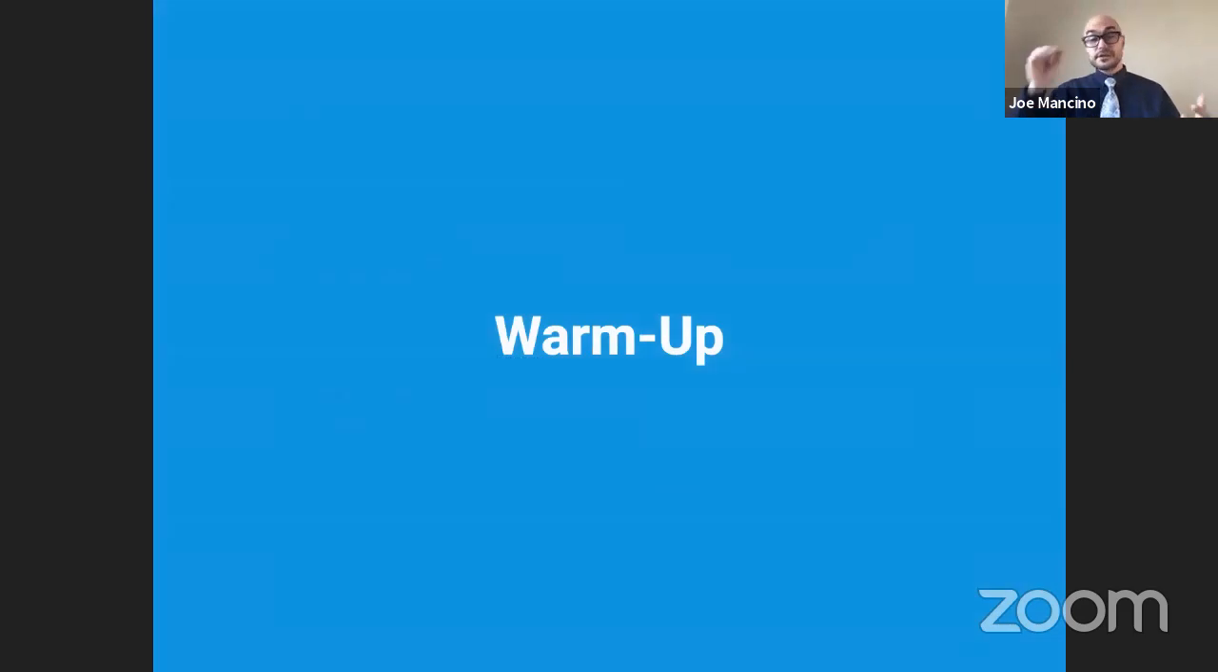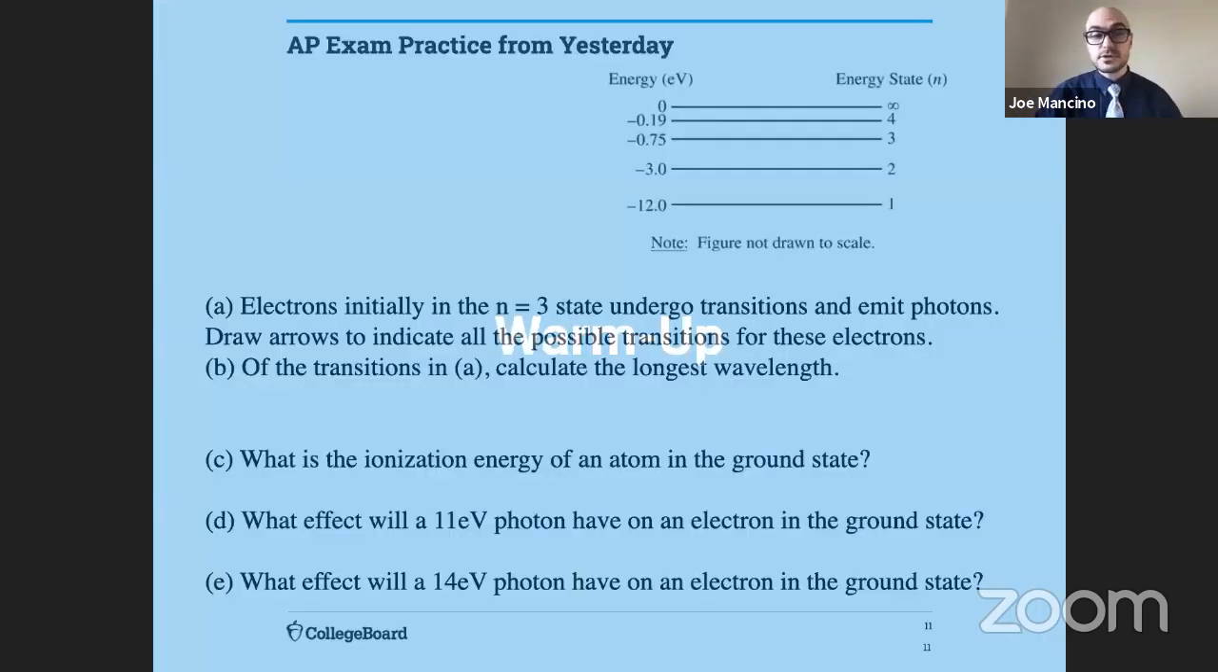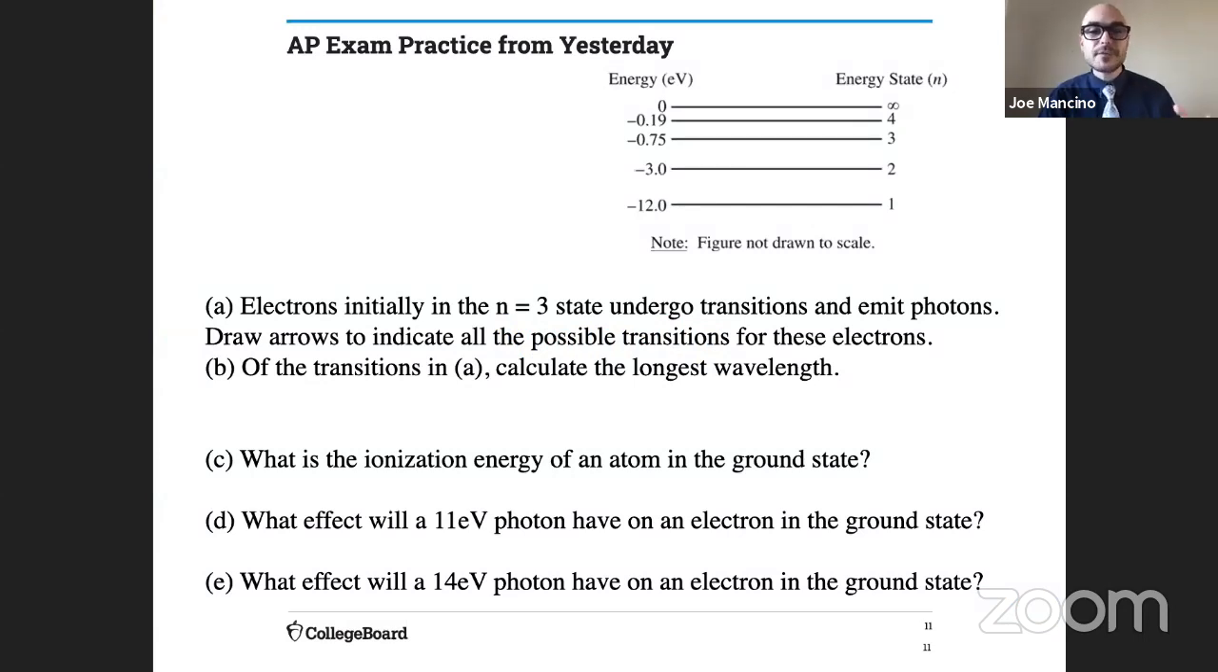So here it is, the warm-up question from yesterday. Now, there is a bit of a tricky piece in there with part B, so we'll see how you did. First off, let's just review. I hope you took a screenshot yesterday. We had this hypothetical atom with 4 marked energy levels and then a marked ionization energy. Your job was to figure out what happens if electrons in the n equals 3 level, that's that negative 0.75 electron volt level, emit photons. What kind of transitions were possible?